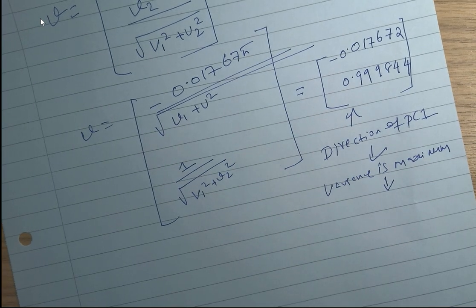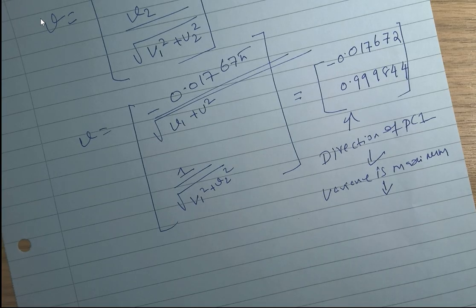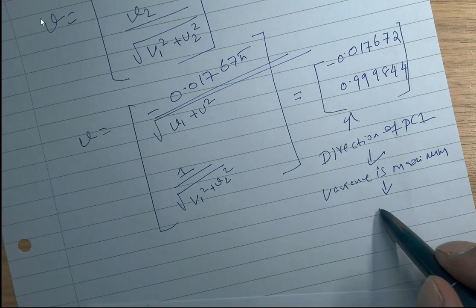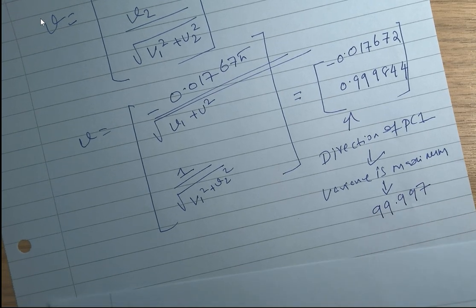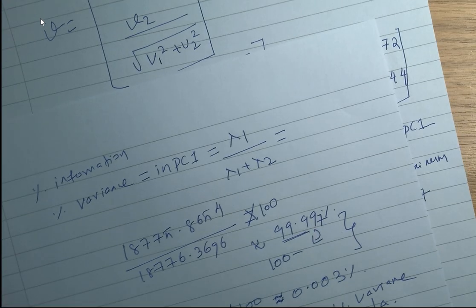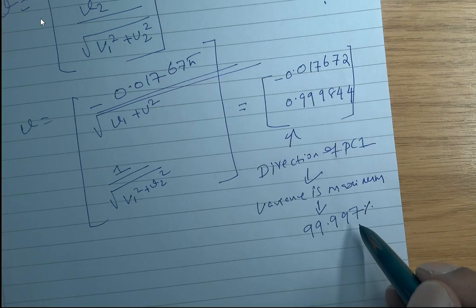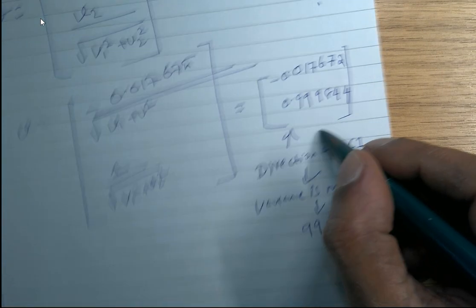To be specific, let's go back to our calculations. In this PC, we captured 99.997% of the variance in this direction. So this will become the PC1.